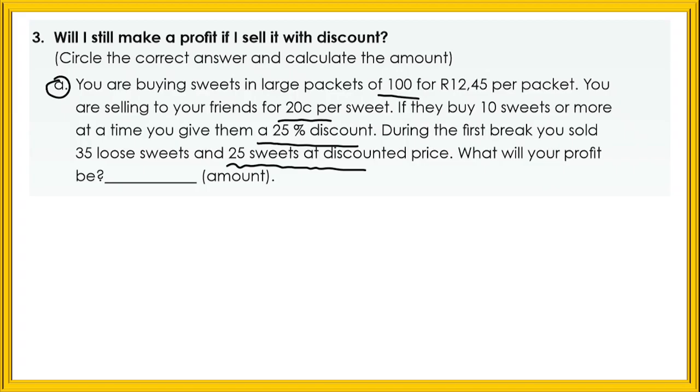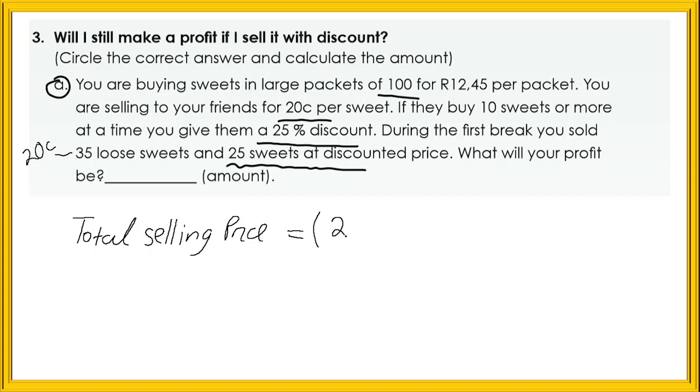All right. So which means total selling price will be equal to, remember we said we're selling the 35 loose sweets at 20 cents each. How much did we get from 35? It's going to be 20 cents times 35. We're trying to find out the selling price for 35 sweets.